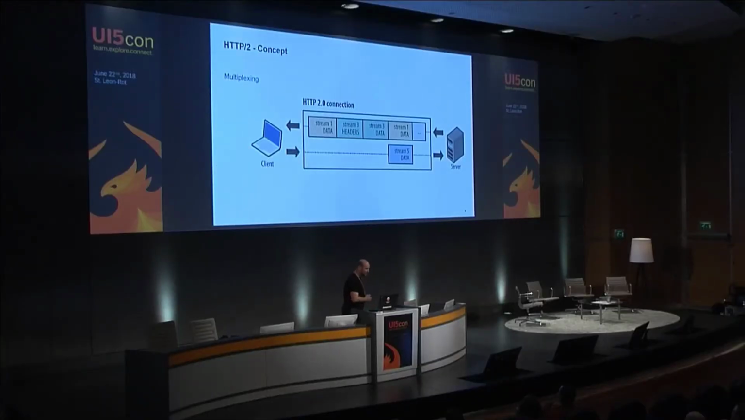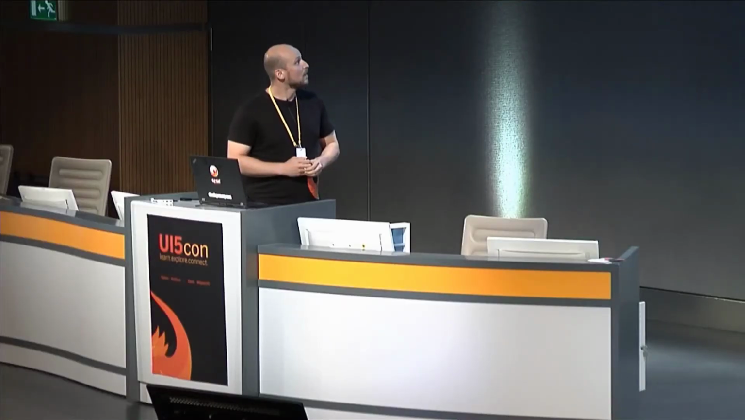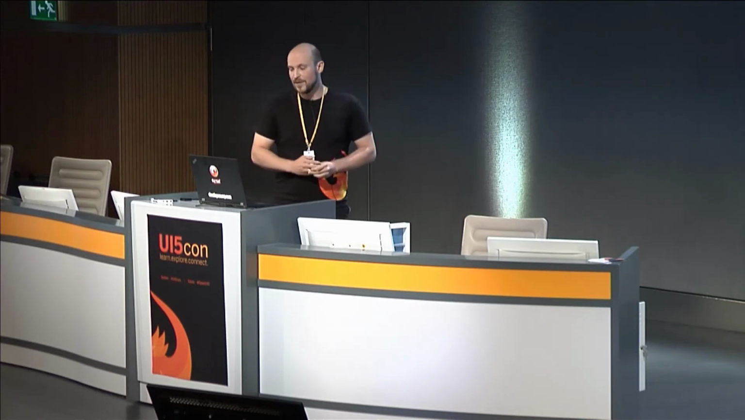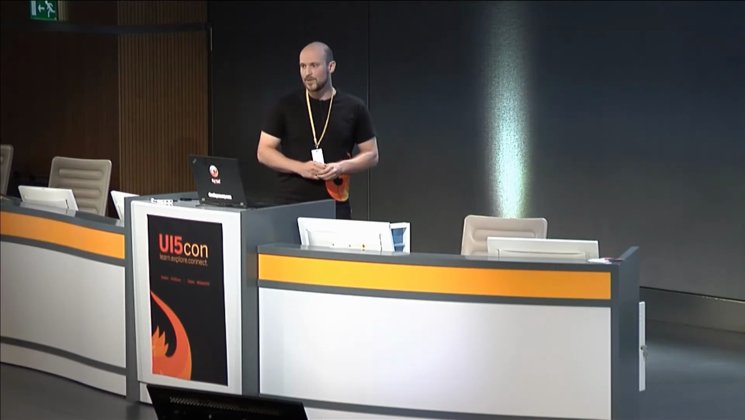Okay, and this leads to what is called multiplexing. So it's one HTTP 2 connection which has 3 parallel streams inside. They are non-blocking, which is really the important thing. And you really make the most out of the underlying TCP connection. Because if you think about TCP, it's optimized for long-lived bulk data transfers.